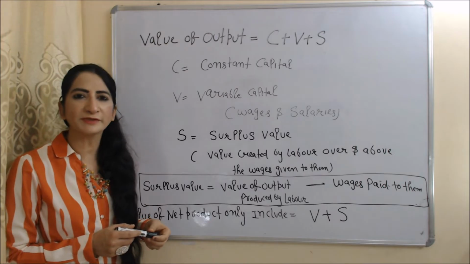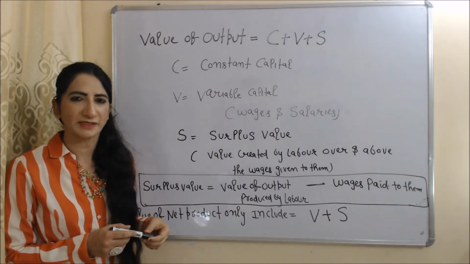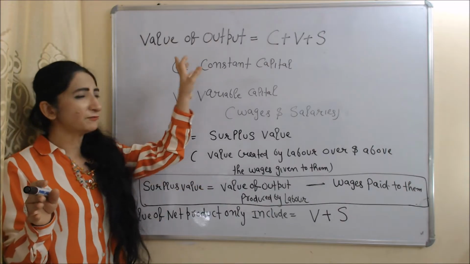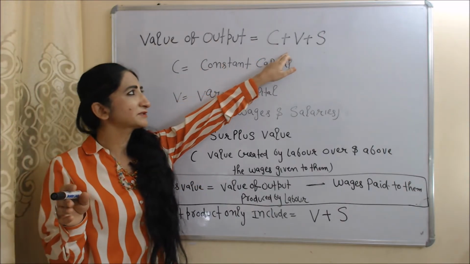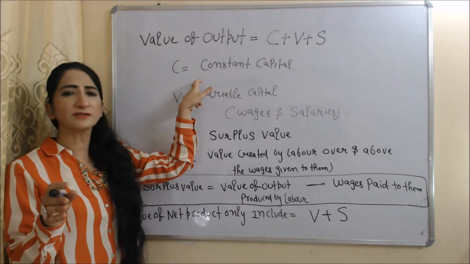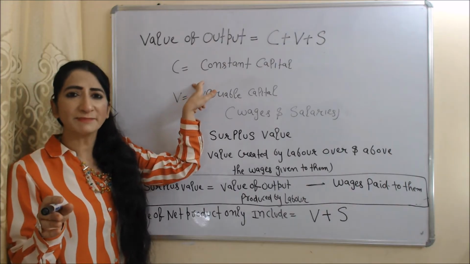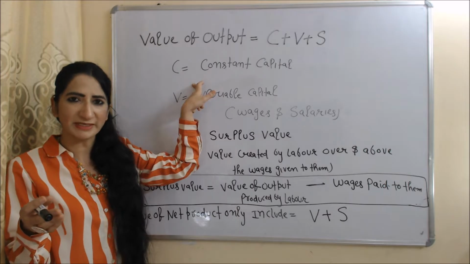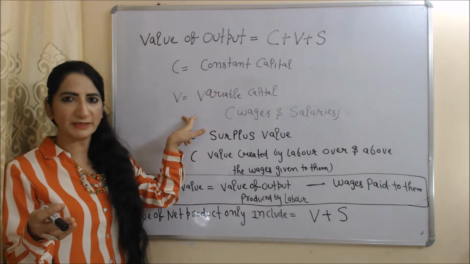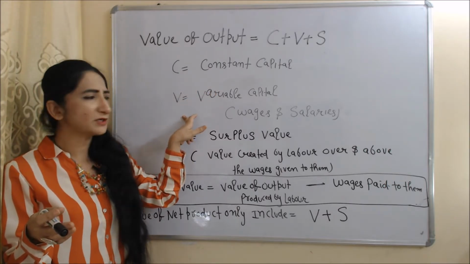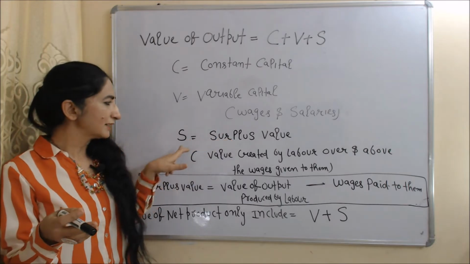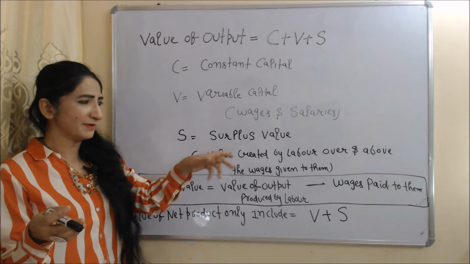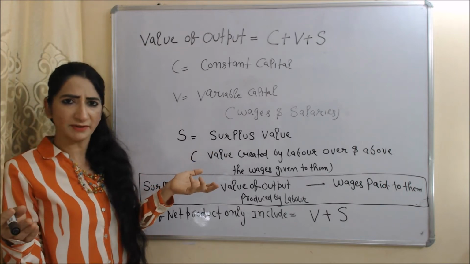As we know, profits are very important for capitalists, and profit mainly depends on the value of output, and value of output is equal to C plus V plus S. C is constant capital. Constant capital means fixed capital, for example machines, tools, equipment, etc. V is variable capital. Variable capital includes wages and salary. And S is surplus value. Surplus value is created by labor over and above the wages given to them.